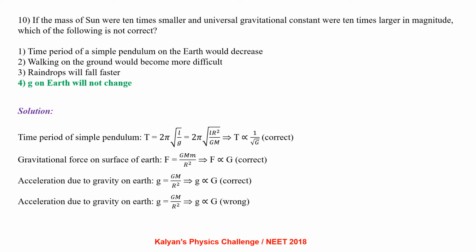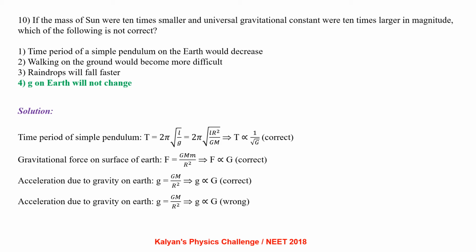Time period of a simple pendulum T equal to 2 pi root L by g. Writing the formula in terms of capital G, we get 2 pi root L r square by GM, as small g equal to GM by r square. From there we can see time period of a simple pendulum is directly proportional to 1 by square root of G. So statement 1 is correct. Gravitational force on the surface of the earth F equal to G times capital M small m by r square. So we can see gravitational force is directly proportional to capital G. Statement 2 is correct.